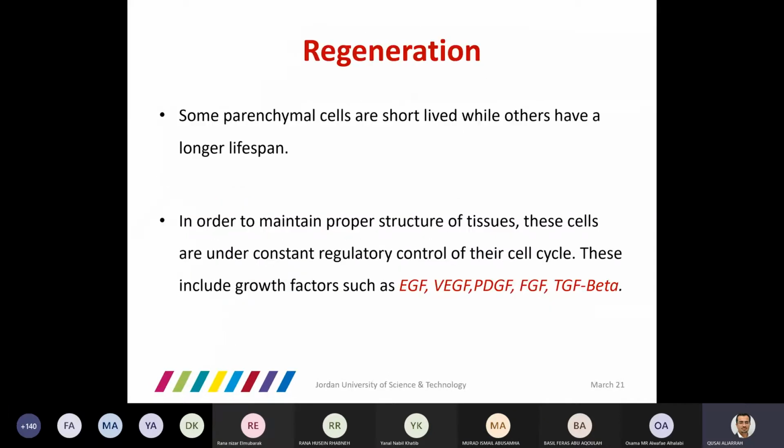هلا بدكم تعرفوا انه there are some important growth factors that are essential and play a vital role in the process of regeneration, like vasculoendothelial growth factor, platelet-derived growth factor, fibroblast growth factor, and epithelial growth factor. هذول كلياتهم they are important growth factors that work together in order to promote the process of regeneration.